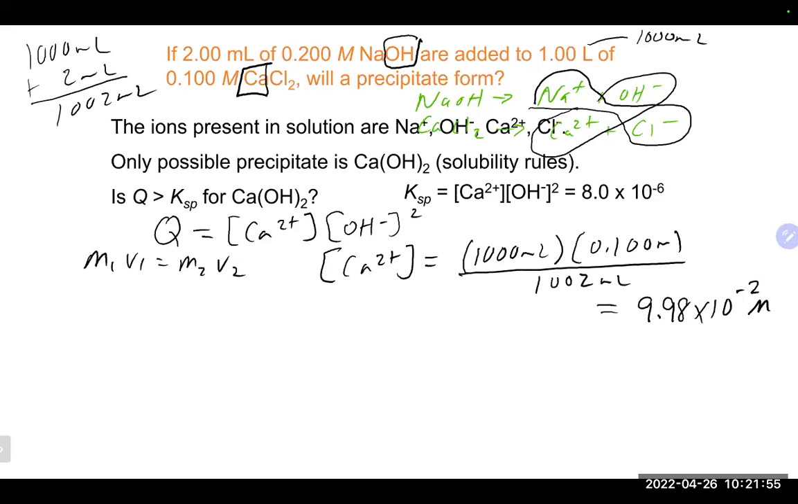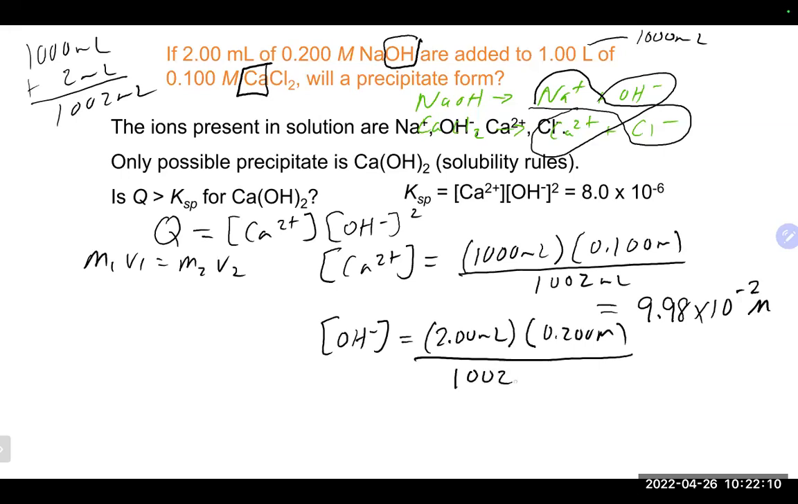We will do the same thing here for the hydroxide. So for the hydroxide, we have 2 milliliters times 0.2 molar divided once again by our total volume here. Milliliters cancel just like they do up there. And that gets us 2 times 0.2 divided by 1002. And this will give us something like 3.99 times 10 to the minus 4 molar. Any question on how to get those numbers?